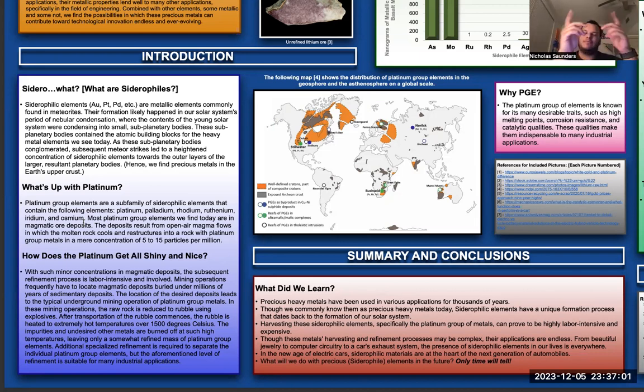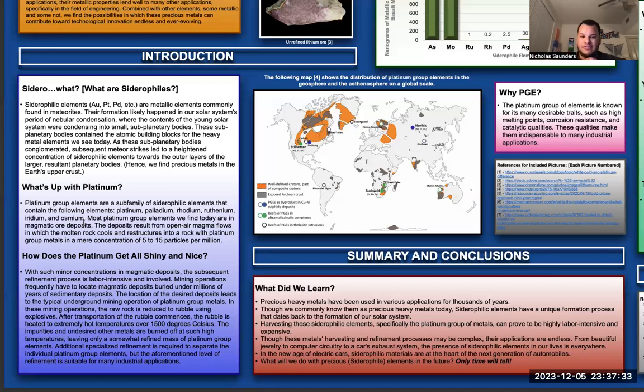Oftentimes, these magmatic ore deposits are buried under millions of years of sedimentary material. So the mining, extraction and processing efforts to get these platinum group elements are very costly, very dangerous, very hard to do. Hence, on the end, platinum group elements are fairly rare. They are used in small amounts, and they are expensive to purchase.